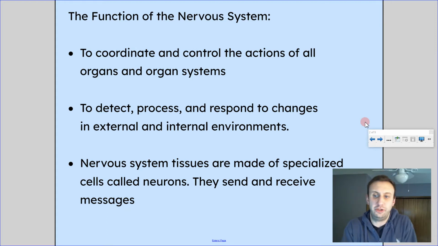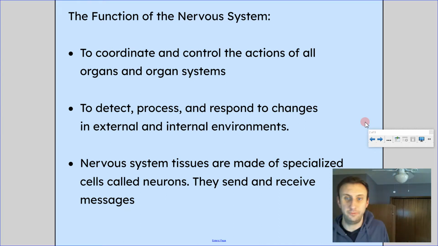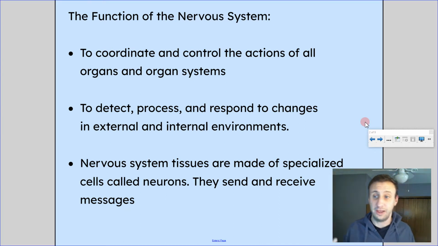So like somebody touches you, well, you perceive that because of your nervous system, and then it interprets or processes what happened, and then you also respond to it by moving out of the way or whatever. That's your nervous system doing all of that, causing the signals to take place and the processing of information. External being environments outside of you and internal being inside of you. It's also regulating and making sure everything is going okay inside of you. So for example, when your heart starts to beat faster, that's your nervous system telling your heart to do that.